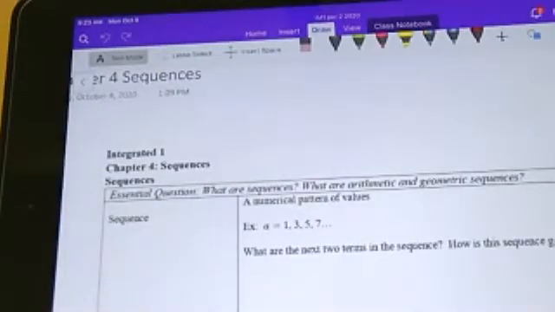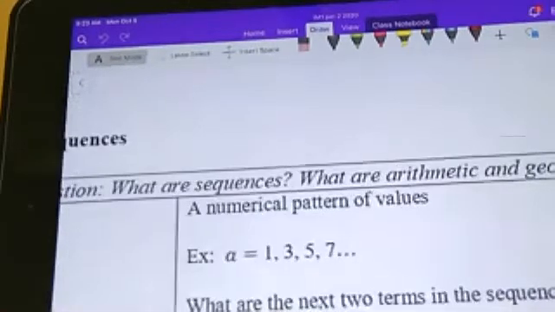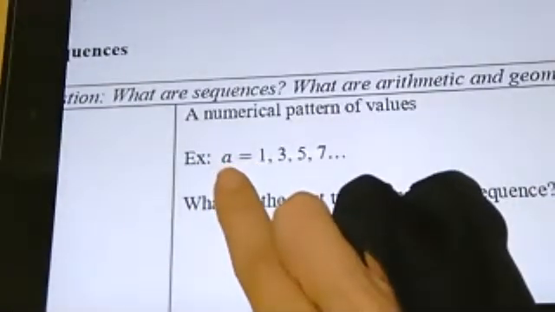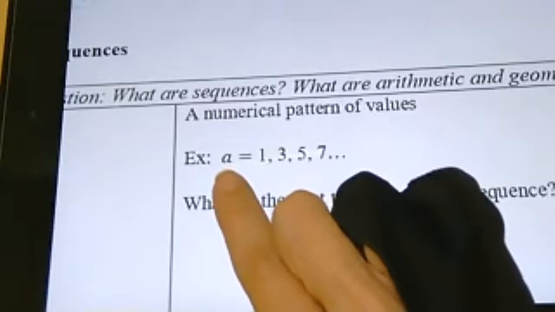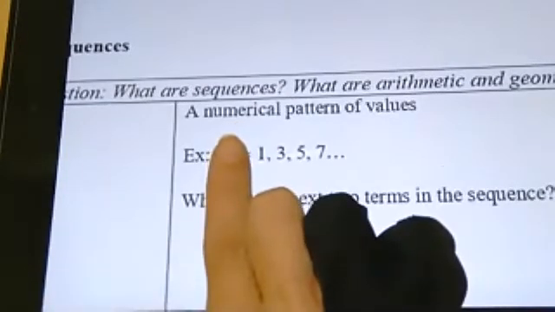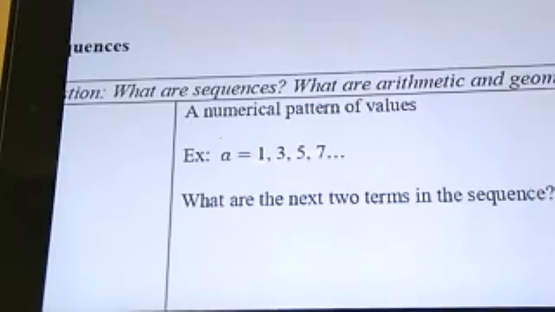Okay, a sequence. A sequence is a pattern of values. That's pretty much what a sequence is. So here is a sequence. This is called sequence A. So a sequence might have a name, given a letter name. It might not. You might just be given, here's the sequence, 1, 3, 5, 7, etc. But here is sequence A.